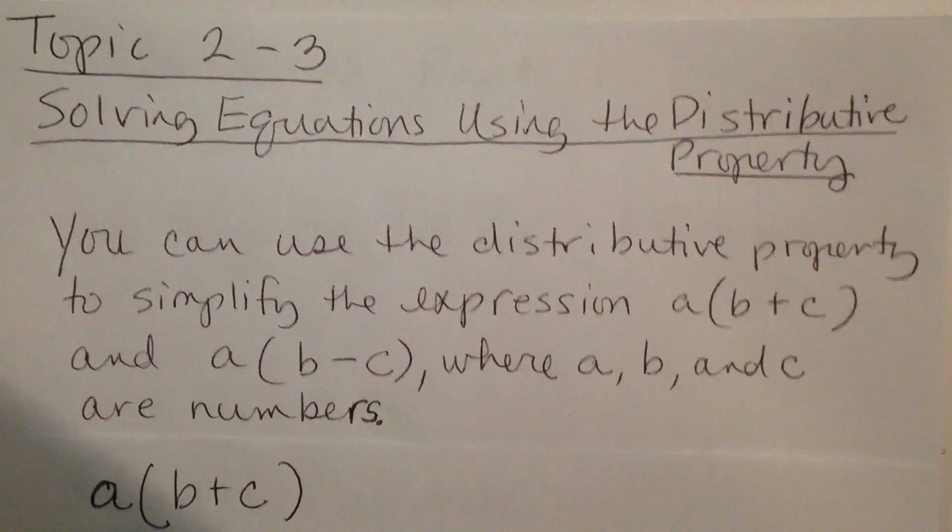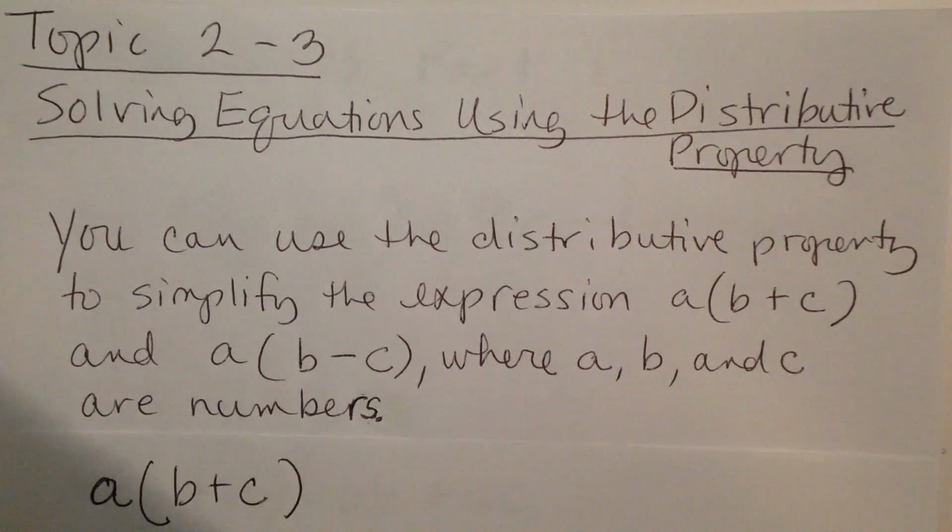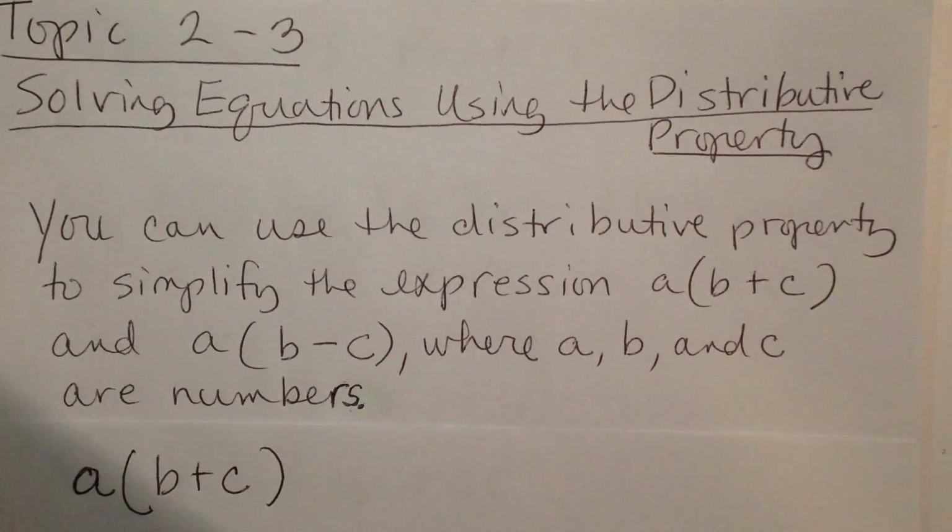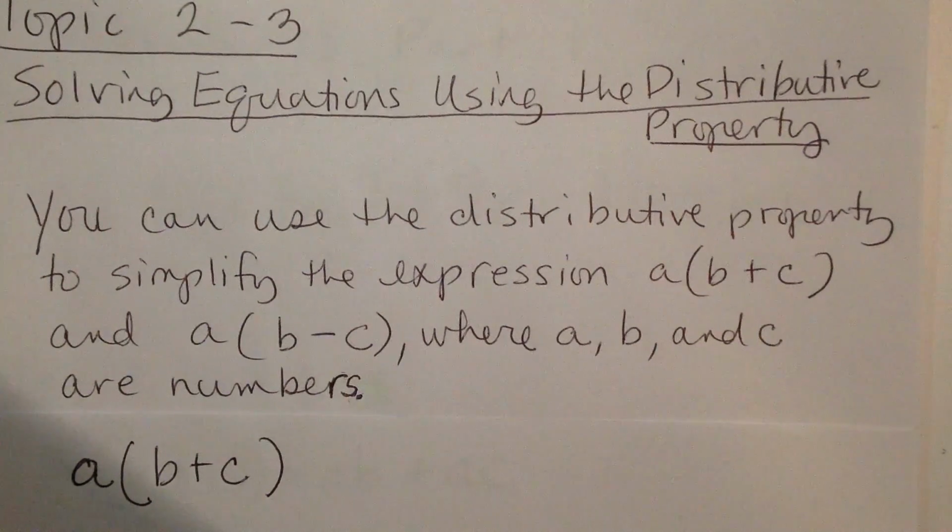Topic 2-3, Solving Equations Using the Distributive Property. You can use the distributive property to simplify the expressions A(B + C) and A(B - C), where A, B, and C are numbers.